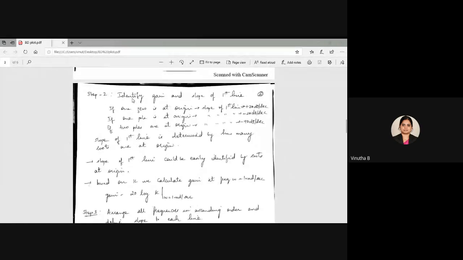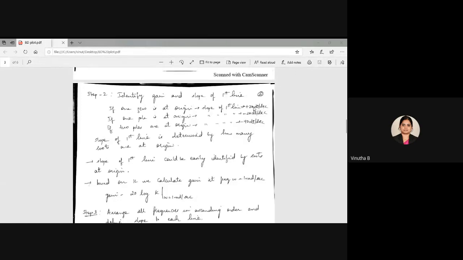What is step two? Identify the gain and the slope of the first line. I told you that if one zero is at the origin, then the slope of the first line will be plus 20 dB per decade. If one pole is at the origin, then the slope of the first line will be minus 20 dB per decade. That means the terms which are present in the denominator will give you negative dB per decade, and the terms which are present in the numerator, which indicate zeros, will represent the positive values of dB per decade.